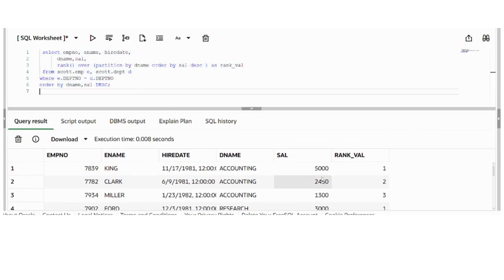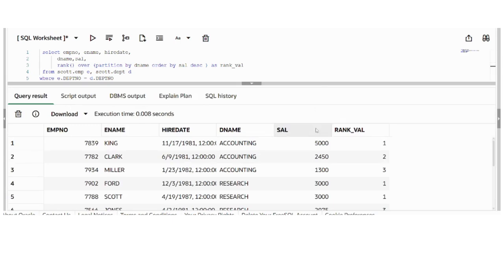So this is the output. In case of accounting department, we can clearly see 5,000 is the highest salary. So it is ranked 1, 2450 is second, and 1300 is third.